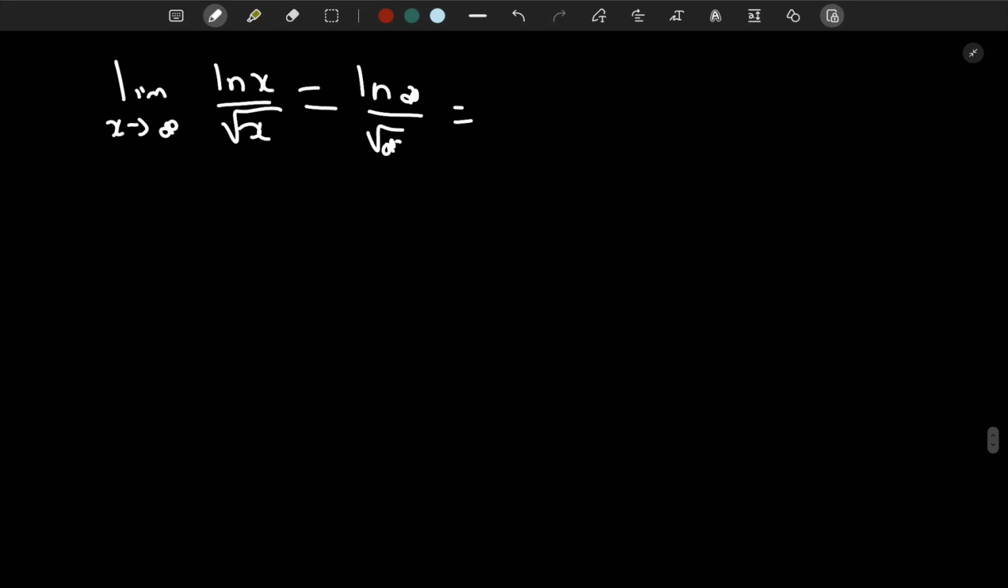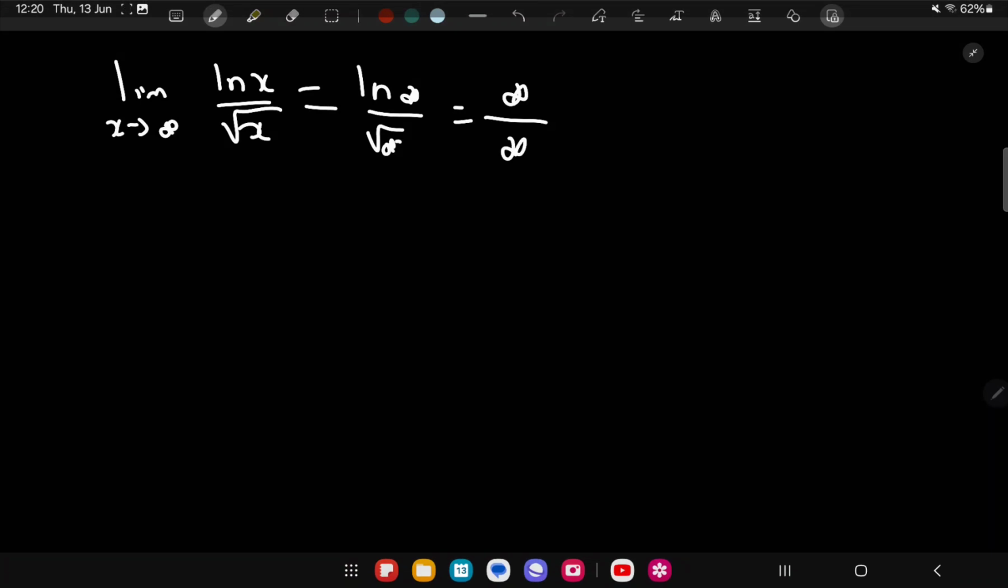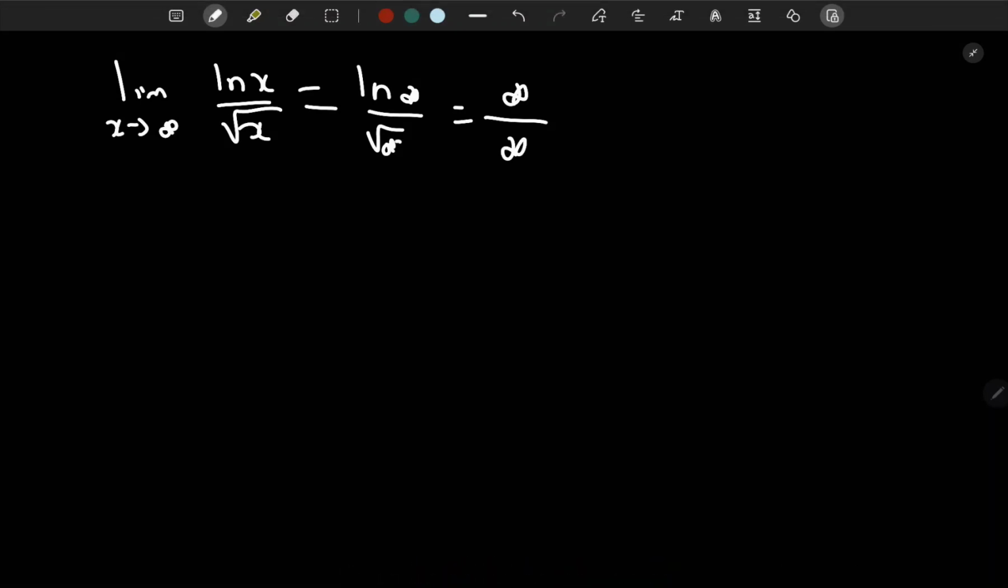Let's do another question. Limit as x approaches infinity of ln x over radical x. Right away we can try direct substitution. We are going to get ln infinity over radical infinity. ln infinity is infinity, and radical infinity is also infinity. So we have infinity over infinity, so we can erase this and differentiate now.